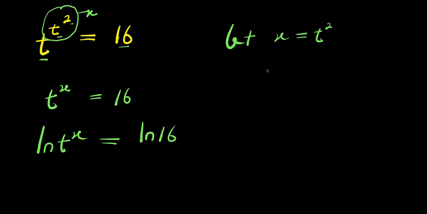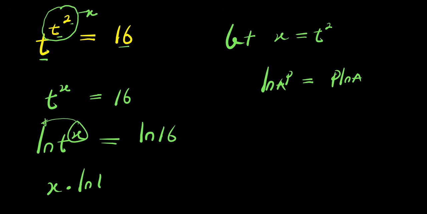Now, when you have natural log of a power b, this equals b times natural log of a, meaning that the x here will come behind this natural log. So I have x times natural log of t equals natural log of 16. Now, if you observe, there is t here, and in this part, we have t here, so we need to make sure these two variables are the same.